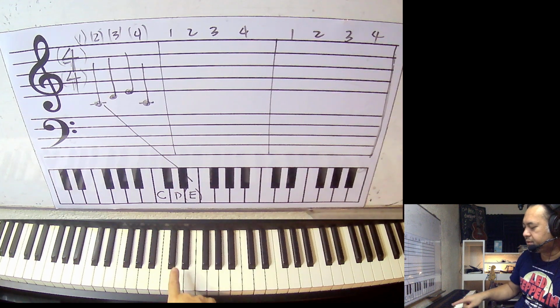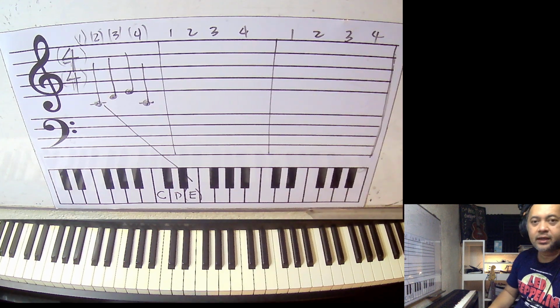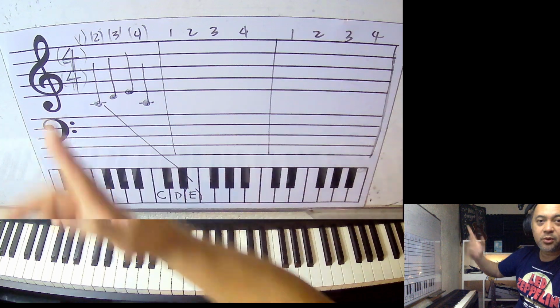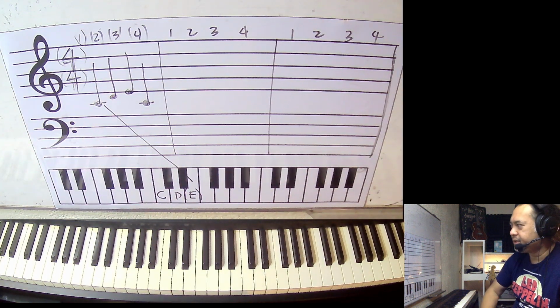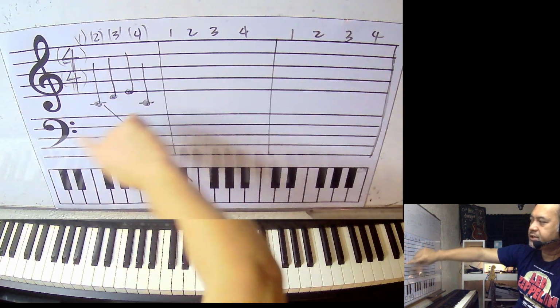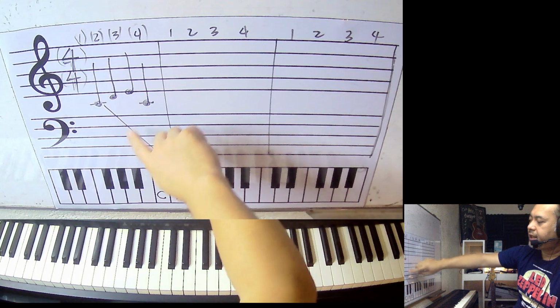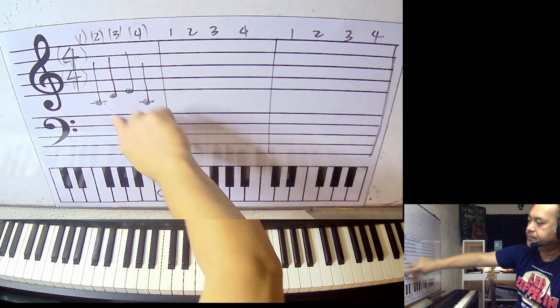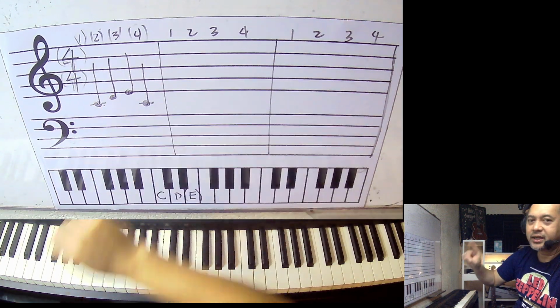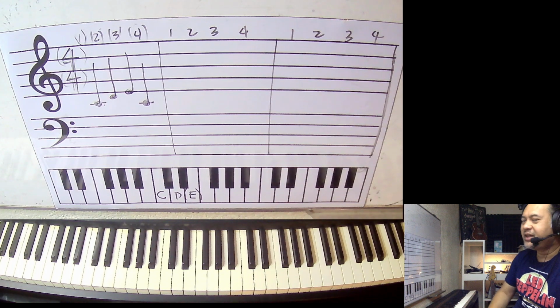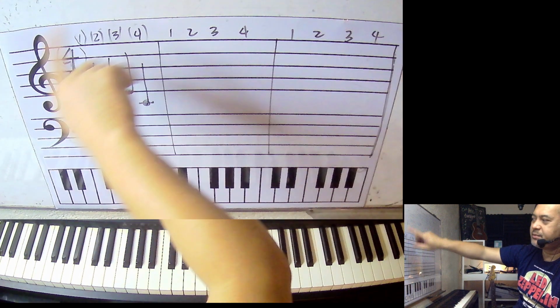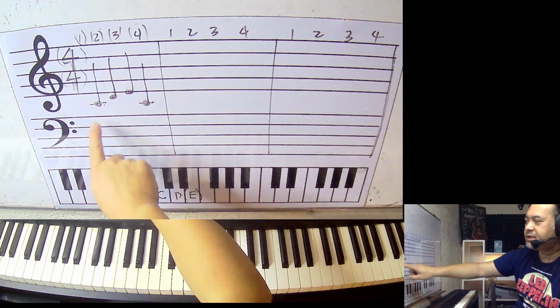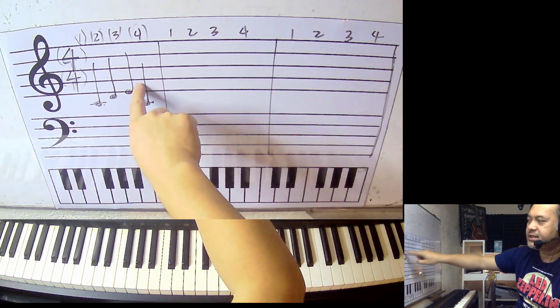1, 2, 3, 4. That's how you play quarter notes, or read quarter notes. Now, we'll stick to this one for now. The way to play it is not using your index finger all the way. We need to use different fingers. In this pattern, the lowest note is C, the highest note is E.